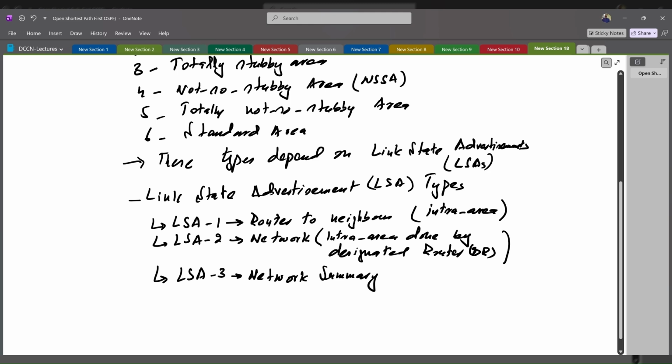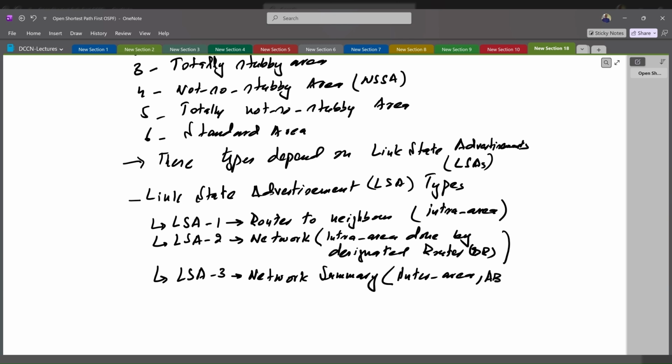This network summary, this is inter area, right? I mean, we are sending updates between different areas, inter area, and it is done by the area border router, ABR. So what does this mean? It summarizes network from one area and advertises to another area.